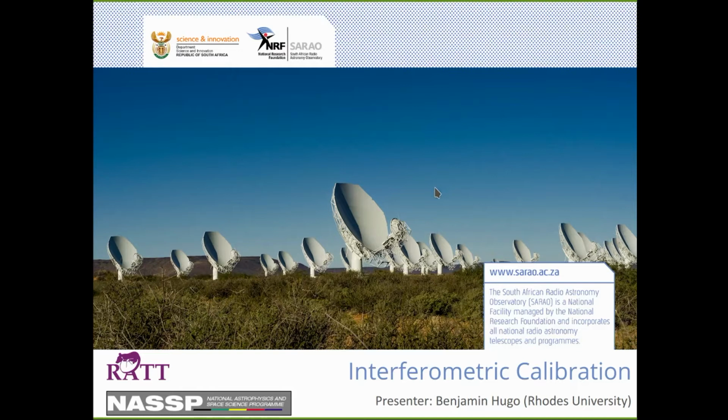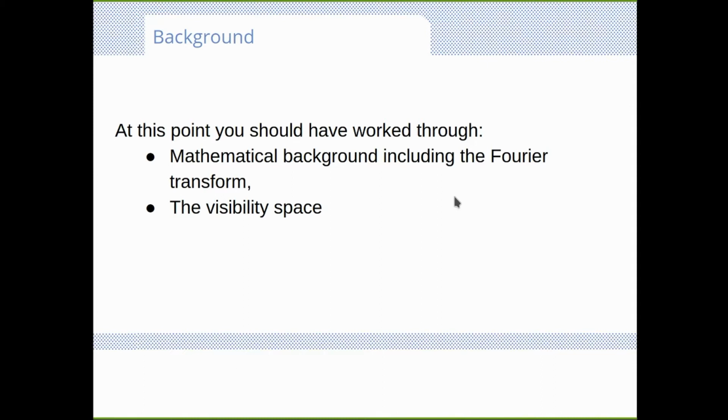So let's get started. Now, at this point, we would have gone through the Fourier transform already. We've gone through the visibility space, and Ruby has discussed an introduction into this topic already. Now, calibration is all tied into a formalism that we use to describe the various different effects on the propagation of the electric vector that we're trying to measure from a radio source. Now, these effects can be fully encapsulated in what is called Jones calculus. So let's first have a look again at that formalism.